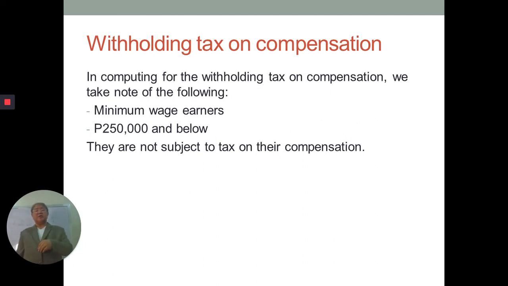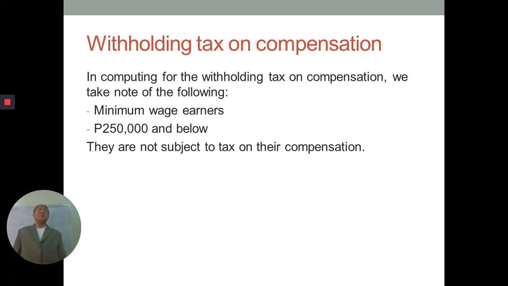Number one, we have those workers called minimum wage earners. When we speak of minimum wage earners, they earn the minimum wage rate as prescribed by, I forgot the organization, but it's prescribed by the government. And with the implementation of the TRAIN law, those earning 250,000 and below for 1 year are also exempted from paying withholding taxes on salaries. Okay, so these two are not subject to tax. No tax shall be withheld on minimum wage earners and, of course, the 250,000 and below earners.